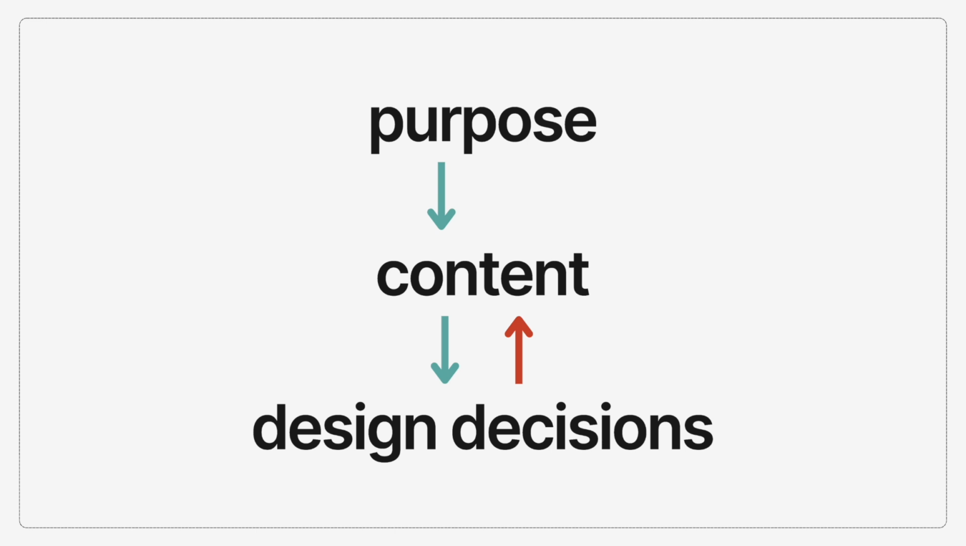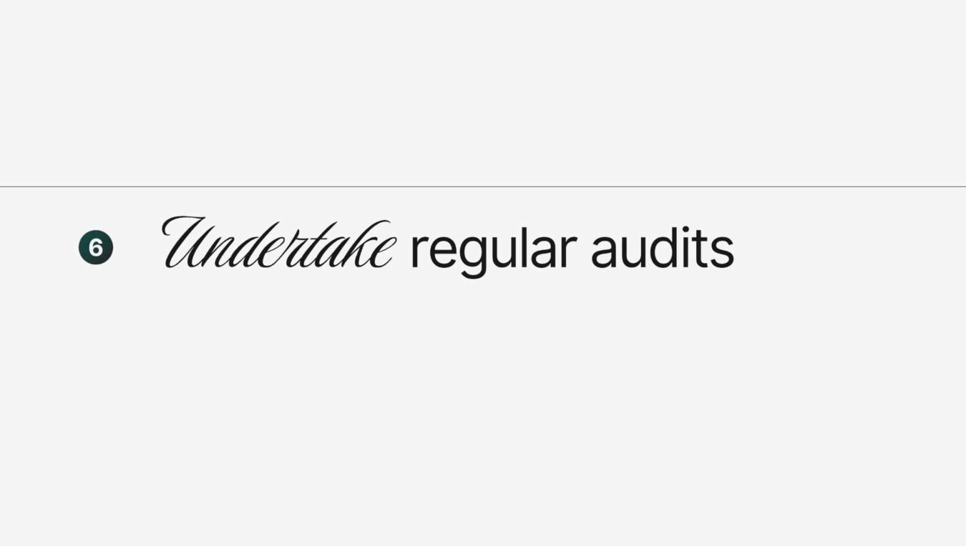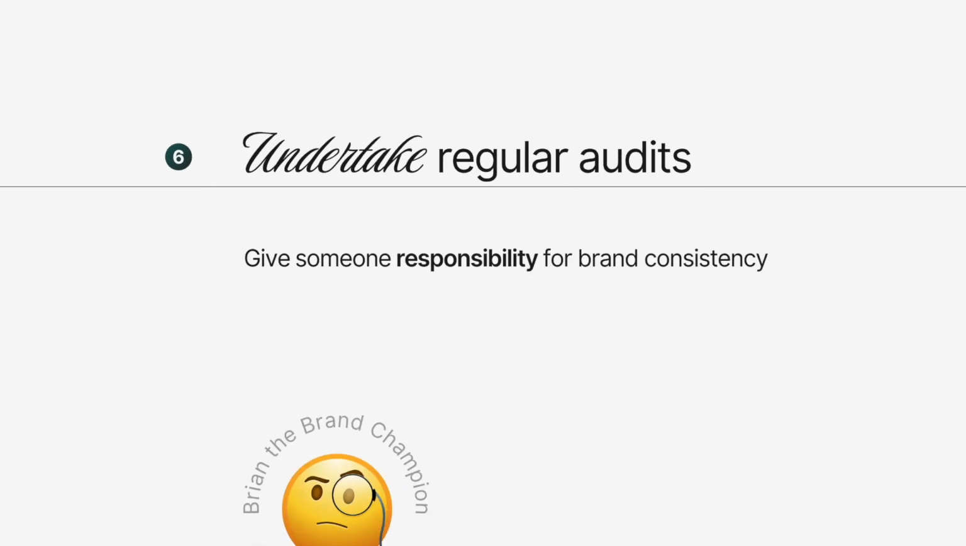And so all these things have been about equipping your team, making sure you're all on the same page and everything's centralized and everyone's got all the tools that they need. But then in order to maintain brand consistency into the future, it's really important to regularly audit your brand. And so I'd recommend giving one person responsibility for brand consistency. So that person is going to be your brand champion.